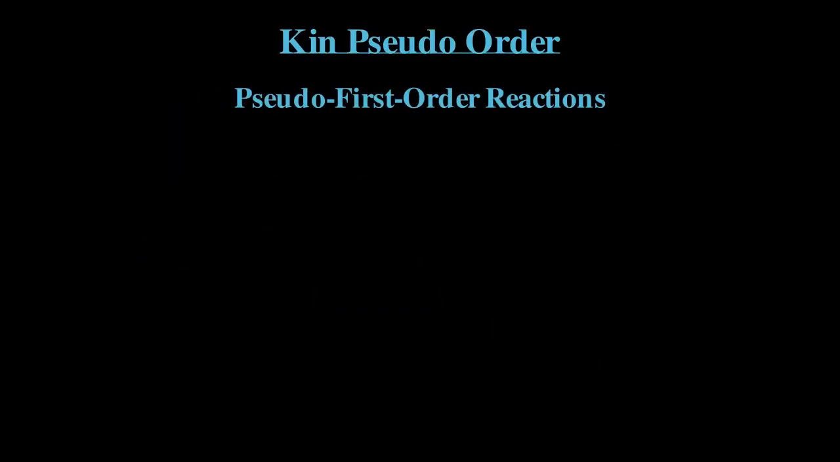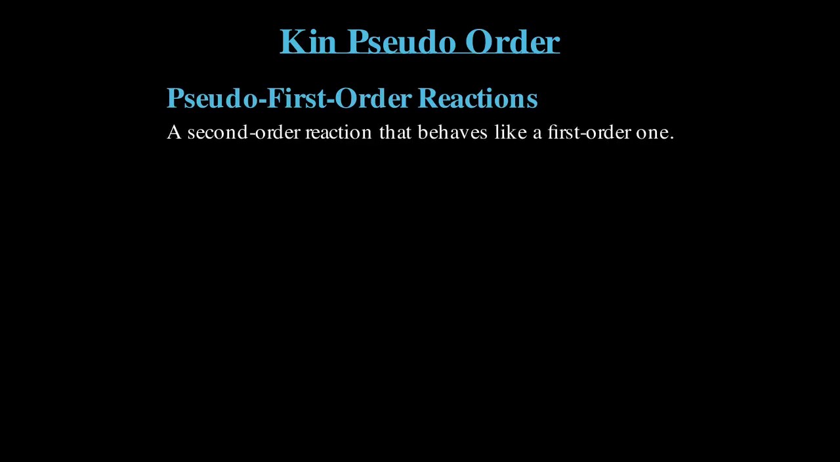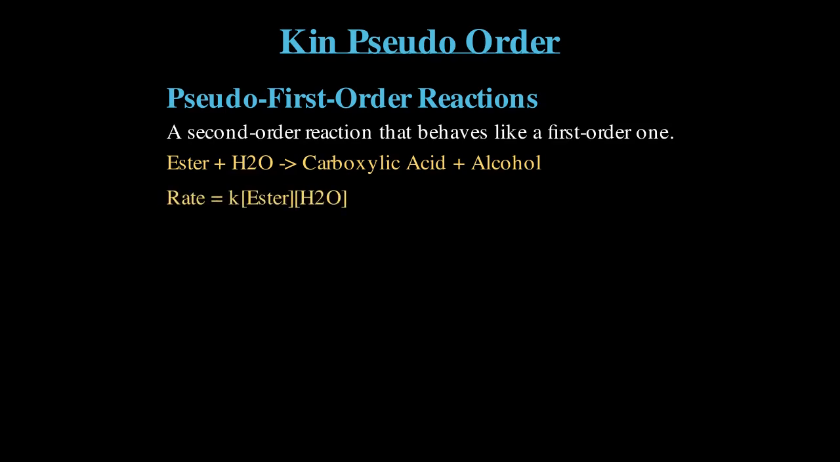Simple, right? Now let's explore a fascinating concept called pseudo-first-order reactions. These are reactions that are truly second-order by nature, but they behave as if they are first-order under specific conditions. A classic example is the hydrolysis of an ester, like ethyl acetate, in a large amount of water. The overall reaction is CH3COOC2H5 plus H2O gives CH3COOH plus C2H5OH. The true rate law would be, rate equals K times the concentration of ester times the concentration of water.